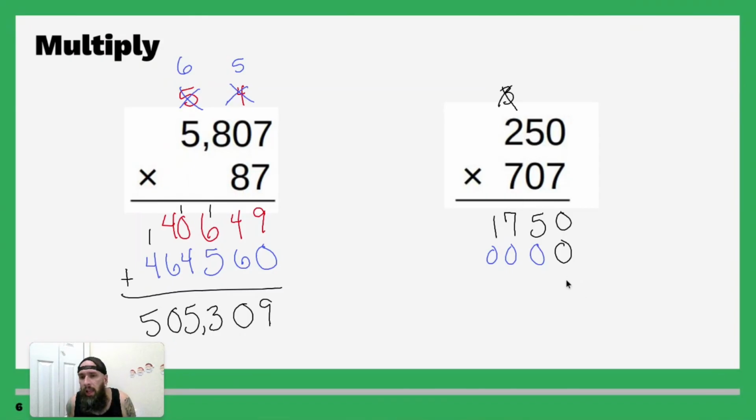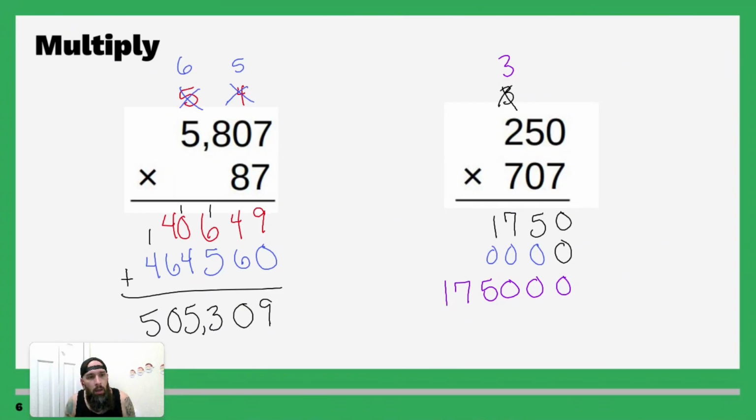Now let's move to that last 7. Put a 0 there and a 0 there. Remember, every time you add an additional digit, you're adding an additional 0. So you have 7 times 0, which is 0. You've got 7 times 5, which is 35. So write out the 5, carry a 3. We're going to multiply these two and add 3. 7 times 2 is 14, and 14 plus 3 is 17.